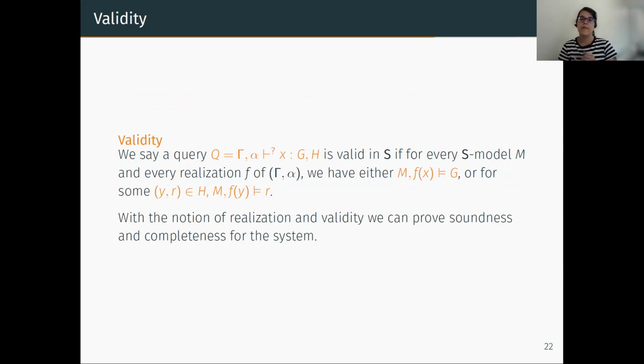So now we can talk about validity. We say that a query in this proof system is valid in S, S being any modal logic, if for every S model M and every realization function of the database, either the goal is true in the model in that world, or for some goal in our history, that goal holds in the world. This is, of course, because we have the restart rule. So with this notion of realization and validity, we can prove soundness and completeness for the system.